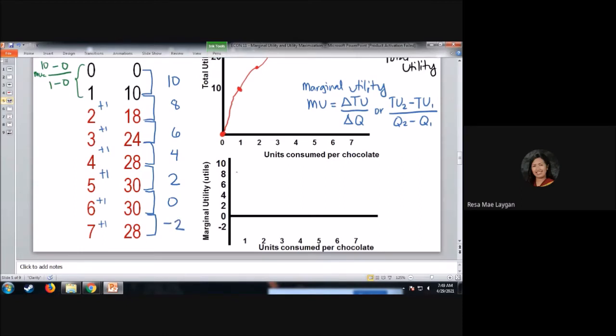So if we are going to plot this one, we start here by 1 unit. So we have here 10. 'Di ba? Then here we have 8 sa second na unit of chocolate. Then we have here 6, sa third unit. Then we have 4 sa fourth unit. Then we have 2 sa fifth unit. Then 0 for the sixth unit. Then negative 2 for the seventh unit. Now, if you are going to connect these dots, this is now your marginal utility.